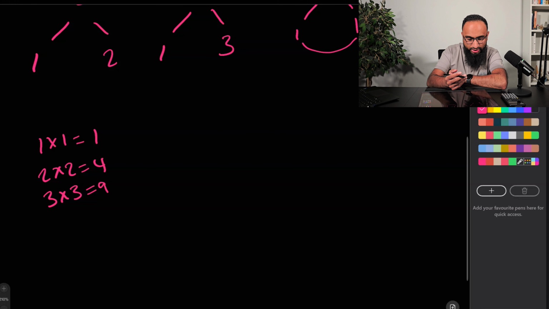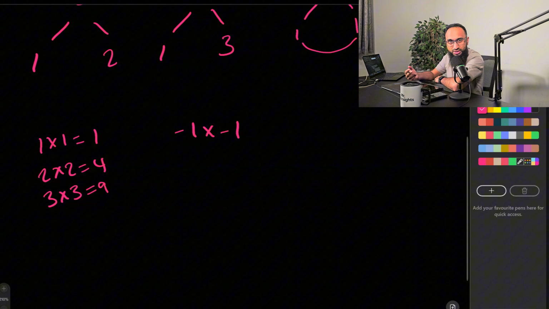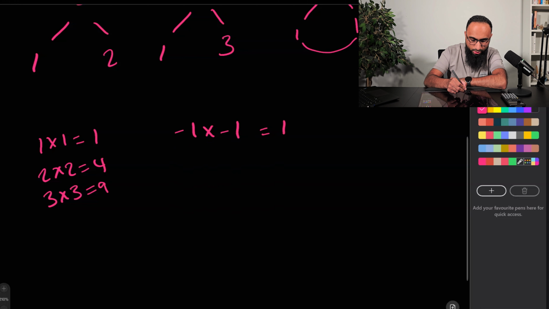Now, what's really interesting is we also know the rules of negative multiplication. So -1 times -1. So the negative multiplied by a negative gives you a positive. So we get a +1. -2 multiplied by -2 will give us a +4. So what we also realize is any integer multiplied by itself will give us only positive numbers. And these positive numbers, they are all square numbers. So these are square numbers.